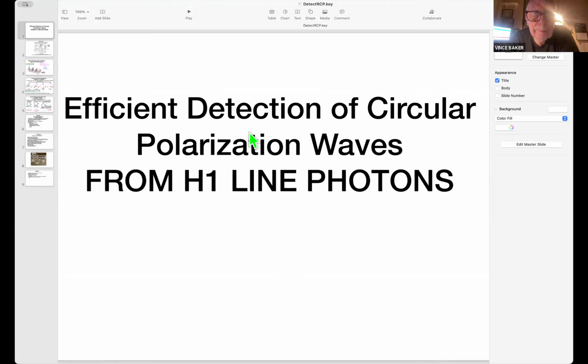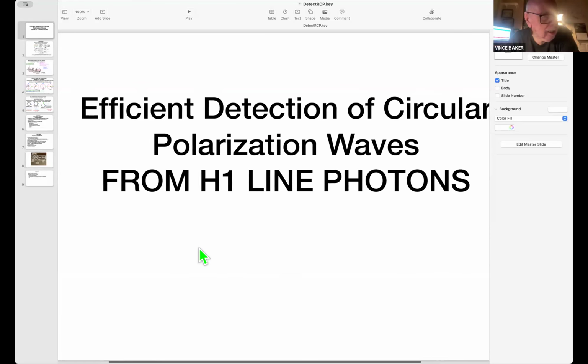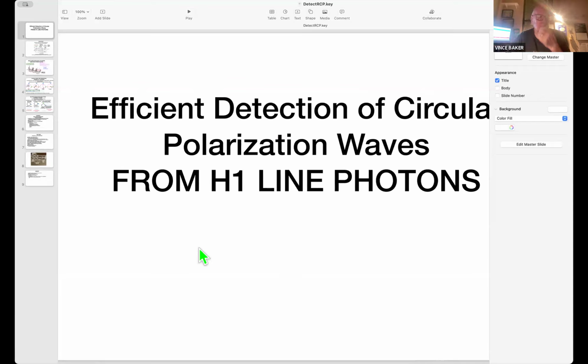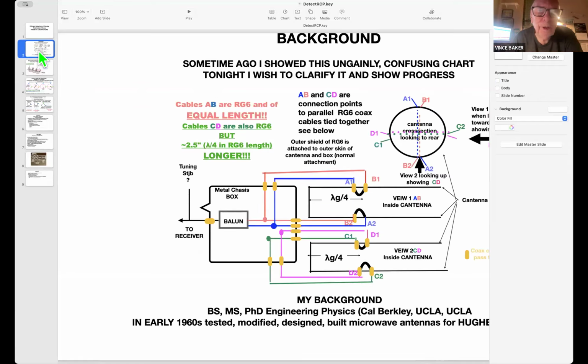A while back, I showed some charts and I've been working on how to measure it. Unfortunately, this was a very confusing chart, and sorry I showed it, but basically it's how I would set up a Cantenna to enhance the detection of the H1 line. Since that time, I've changed a few things, like I'm not using RG6, I'm using RG174 and 316 and a bunch of other things.